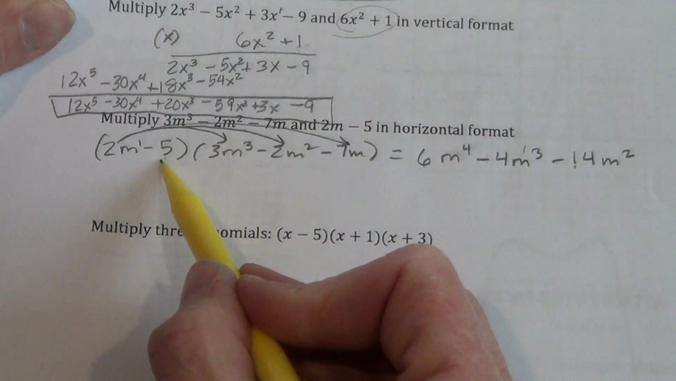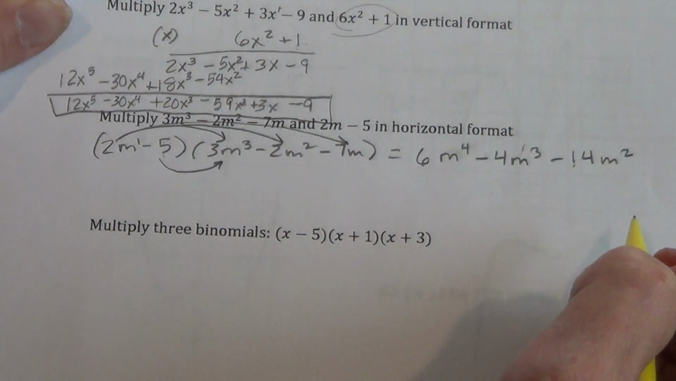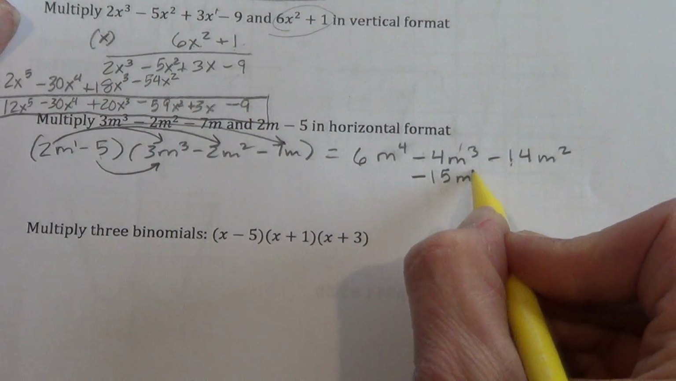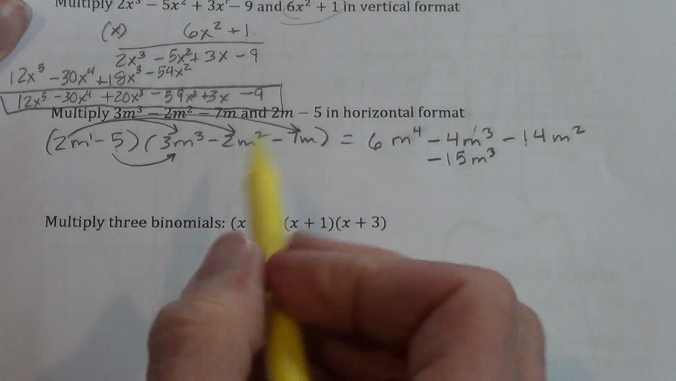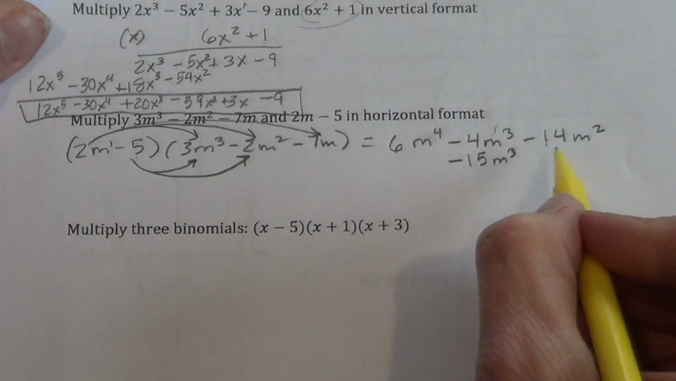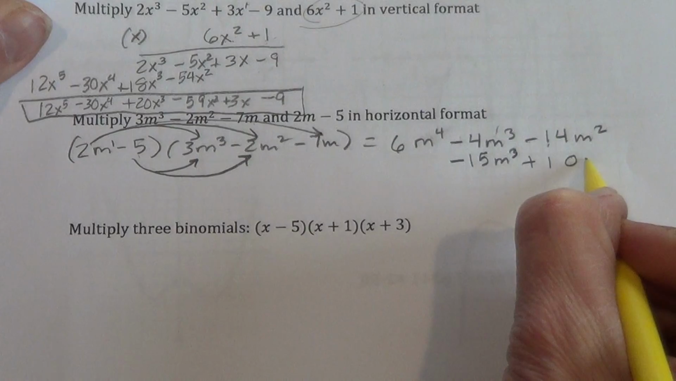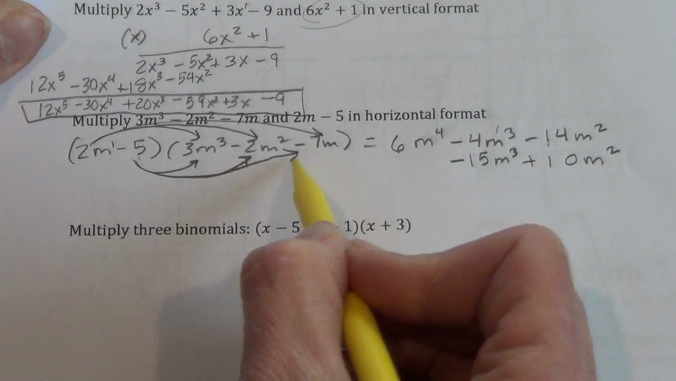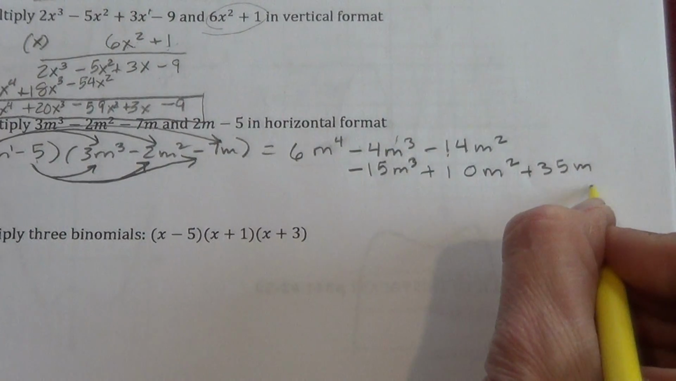Now in my next term, negative 5 times positive 3m cubed would be a negative 15m cubed, and I write it right underneath the previous product that had an m cubed so that I can add those like terms. Negative 5 times negative 2m squared is positive, because they were both negative, positive 10m squared. Negative 5 times negative 7m would be a positive 35m.